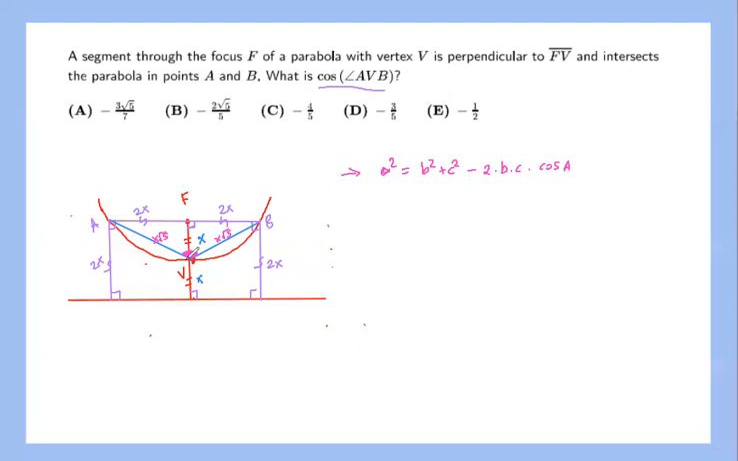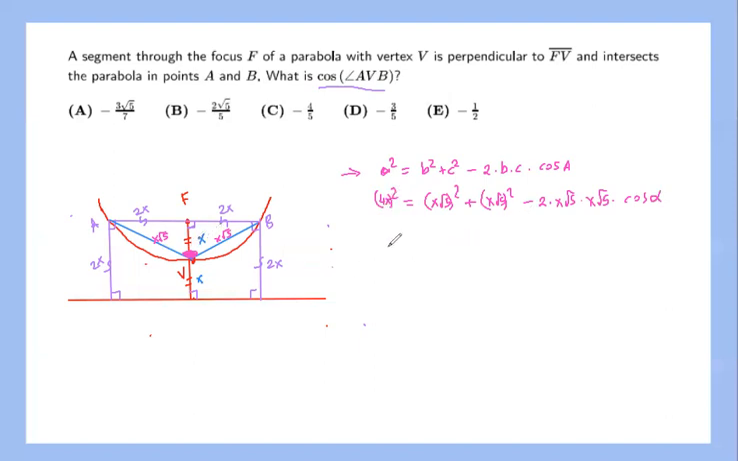Now I'll take this angle, and the opposite side I'm going to consider as my a, which is going to be 2x plus 2x, actually 4x. So 4x squared equals, I'll take this as b and this as c, so x root 5 squared plus x root 5 squared minus 2 times x root 5 times x root 5 times the cosine of AVB. I'm going to call this alpha.